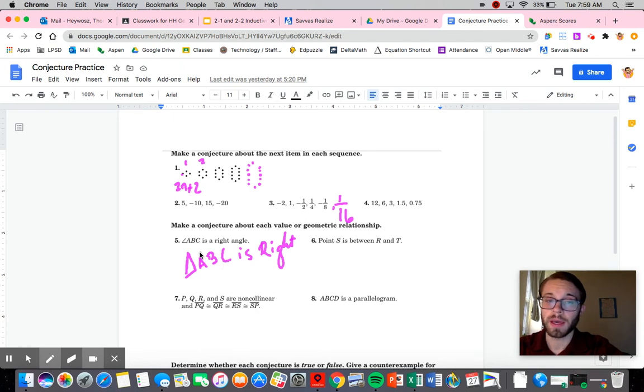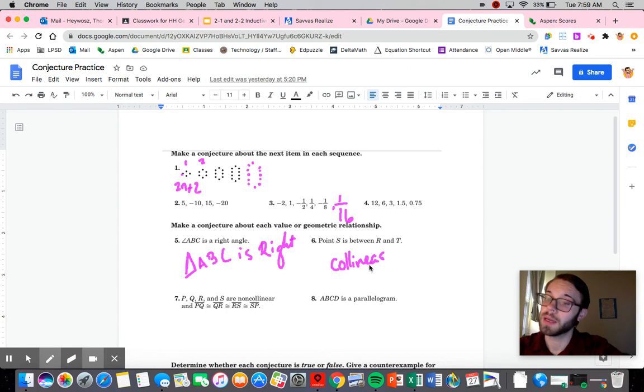You could do something else too. Maybe you could say it's one of the vertices of a square. It's within reason. Over here, point S is between R and T. So, well, what can we say about that? You can say that they're collinear. Though we kind of already knew that.